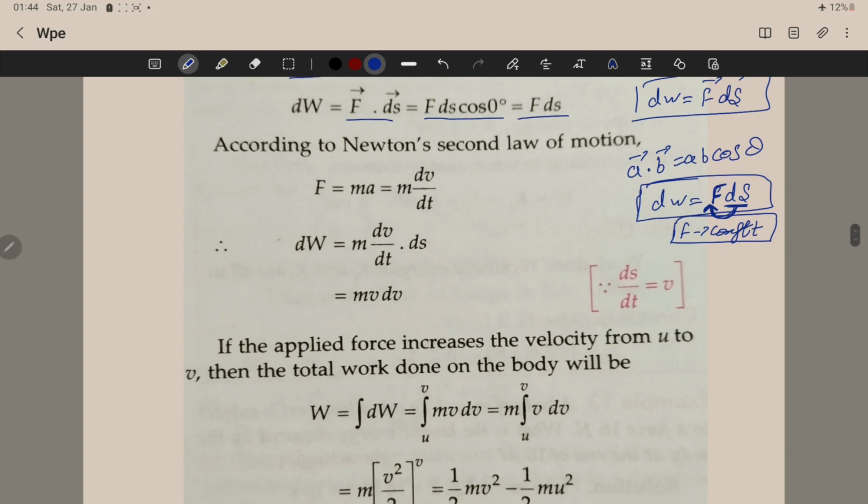So here we can say that F is equal to m into a, Newton's second law. This acceleration, I told you, is the velocity by time. So we can write acceleration is equal to dv by dt.